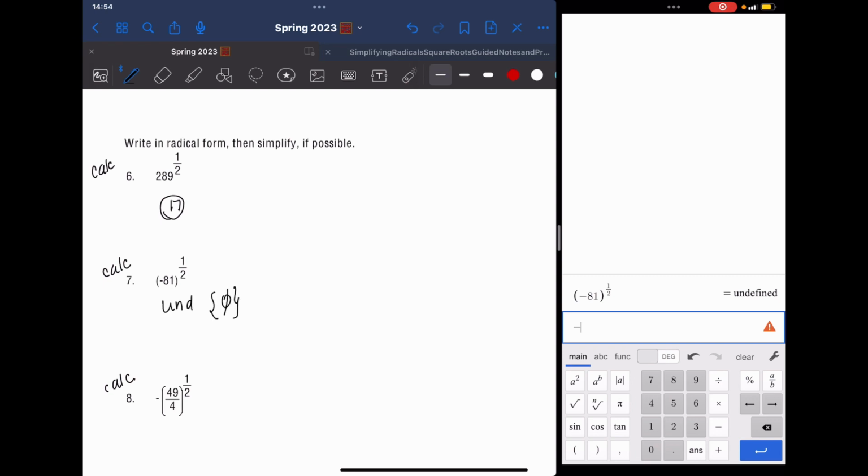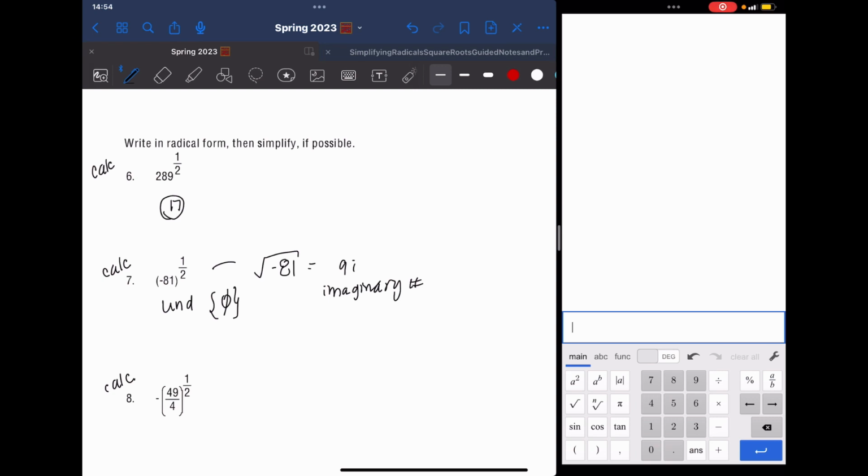There's no solution here. The reason why is because when you take the square root of negative 81, you're going to get 9i. So this is an imaginary number. You want to assume that all your numbers are real numbers.